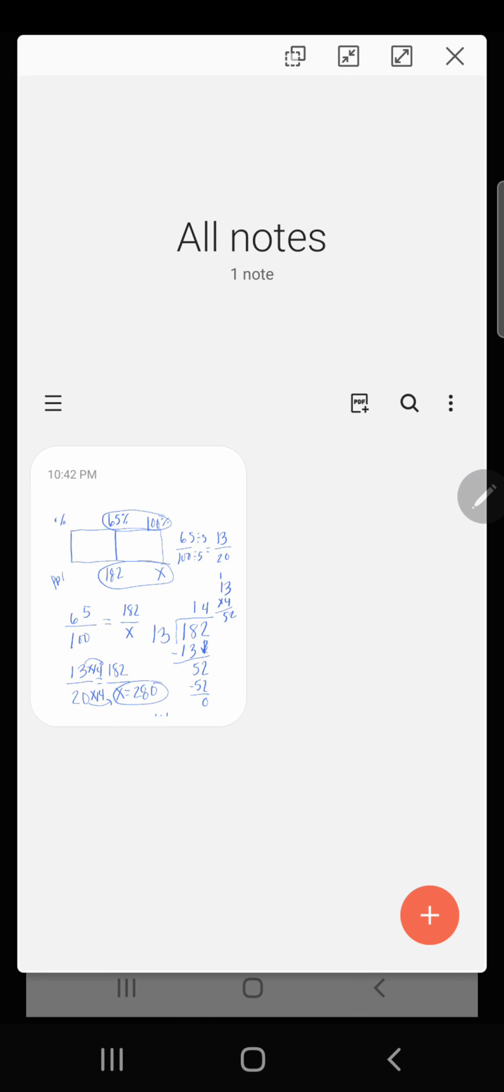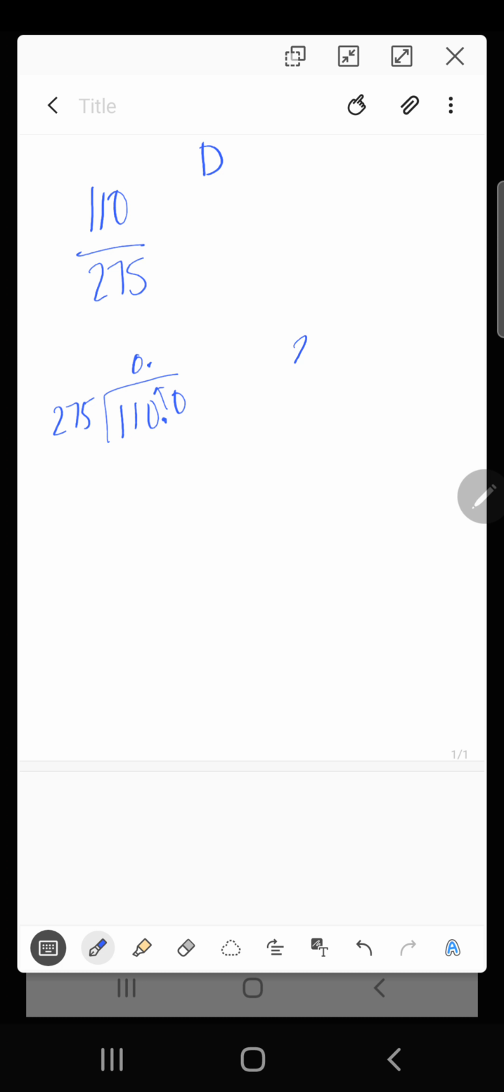So I'm going to do this over here. I'm going to add a new note. And so my fraction was 110 over 275. I'm going to change it to a decimal. So I'm going to take my numerator and divide it by 275. Well, it can't go into that, so I have my decimal and placeholder 0. And then you think, okay, well, how many times could it go into 1,110?